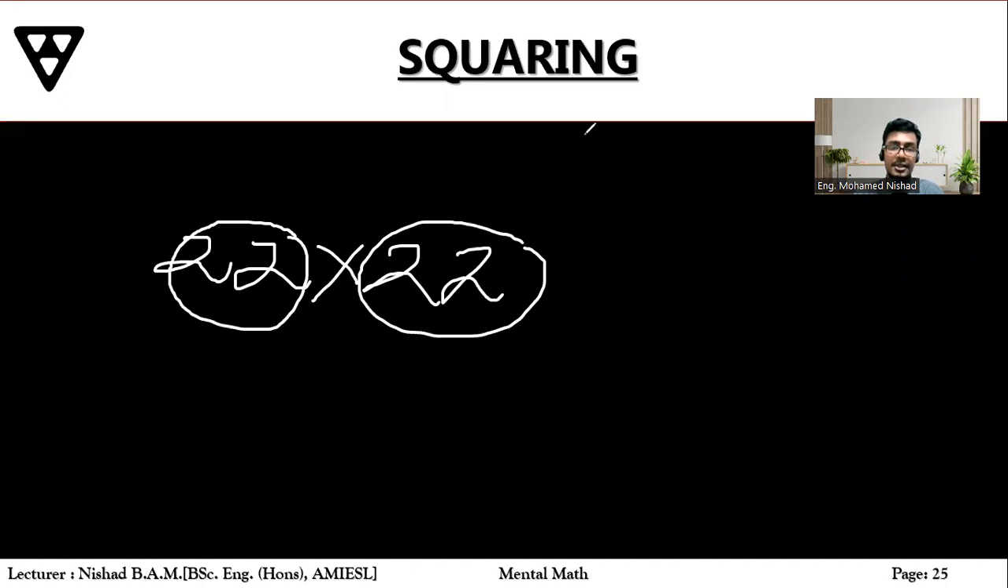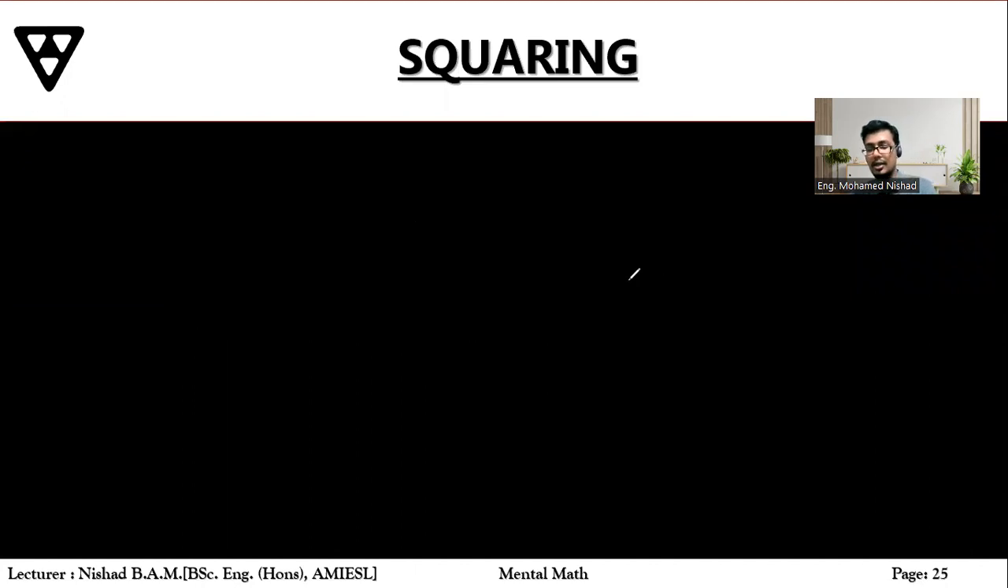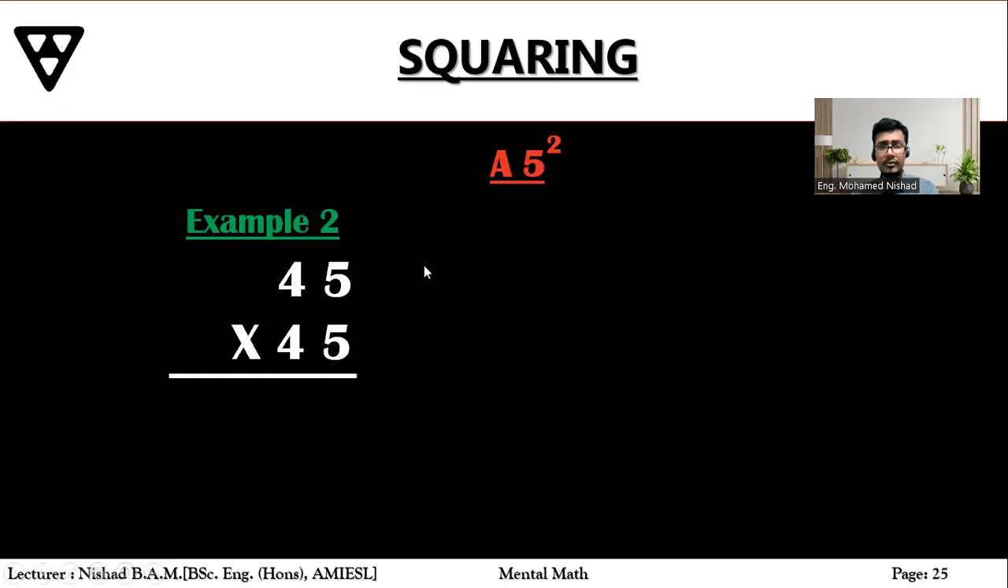Earlier, in our previous session, we saw how to multiply numbers ending with 5, right? We saw how we multiply 45 times 45. It's very simple. I taught this to you earlier. If you are going to multiply 45 times 45, because they are the same number and they are ending with 5, that will be very easy.